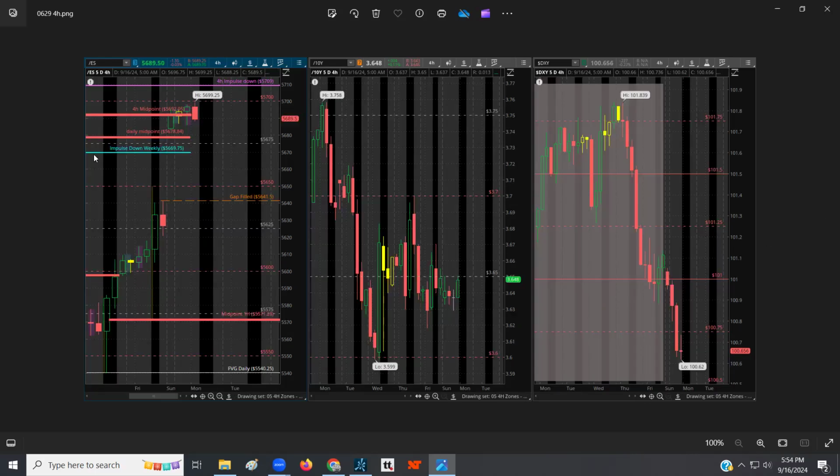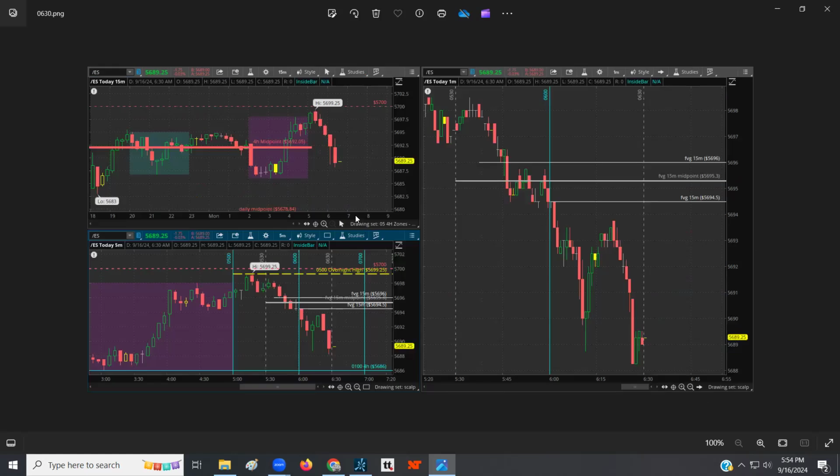Then I go to 0629, the 4-hour. The current 4-hour candle will be done at 9 a.m. Look at this, it's red, but it made a higher high, higher low. It's not done till 9 a.m. I'm also seeing the ES 4-hour candle reversed off that white candle. A white candle means the open and close are the same. But the dollar continues going lower.